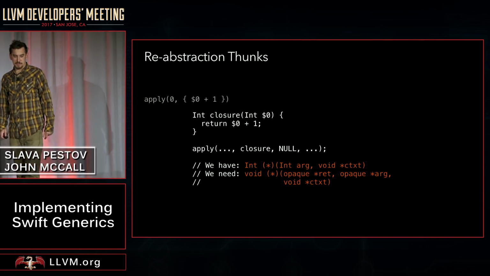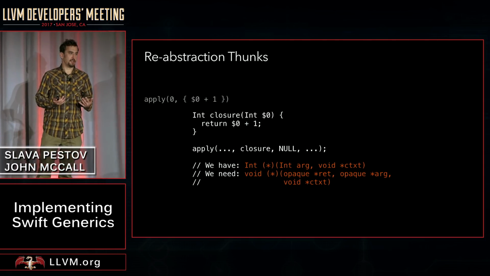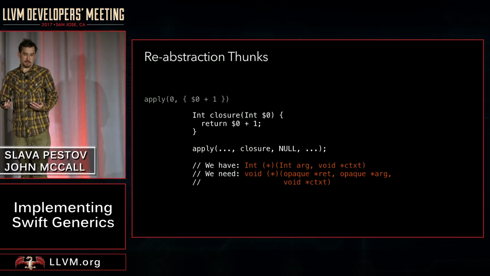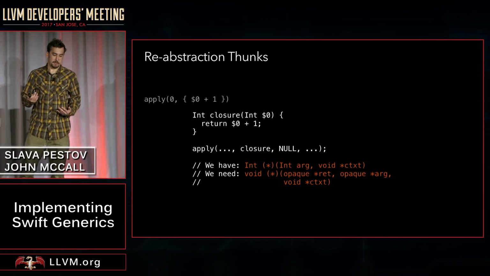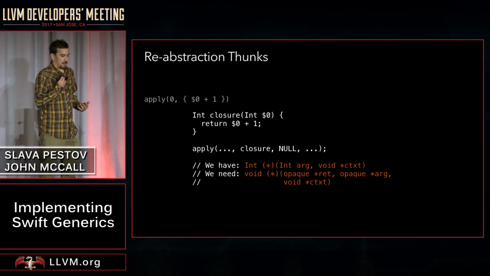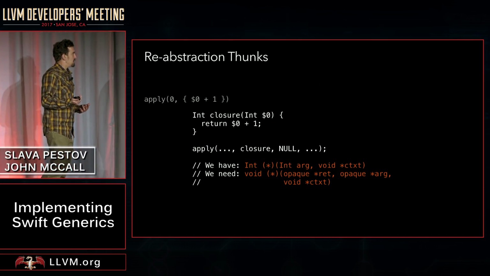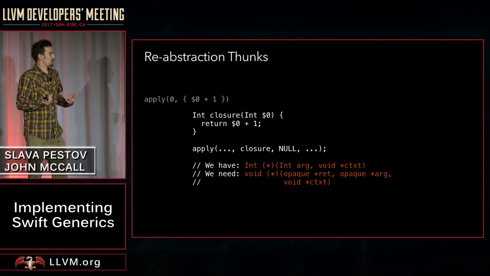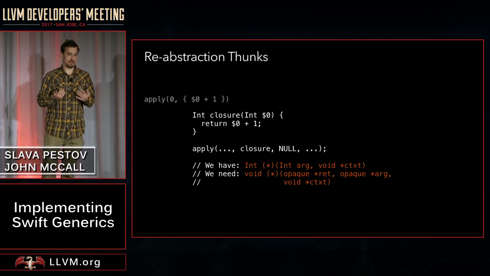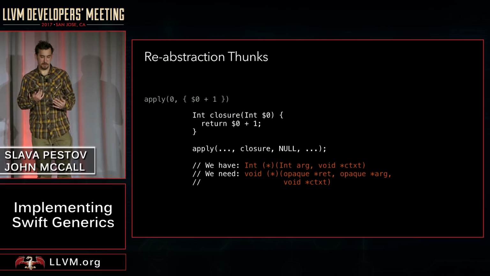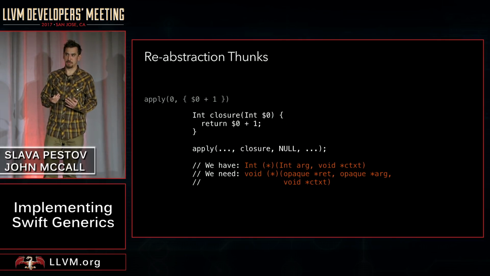So going back to this example, now we have the terminology to understand what the problem was and what the solution is going to be. So the closure literal, since it has a fully concrete type, has a different abstraction pattern than the function parameter. So even though the function parameter and the closure literal have the same type in the source language, after you substitute the type parameter T, they differ in abstraction, and that's why we have the mismatch.